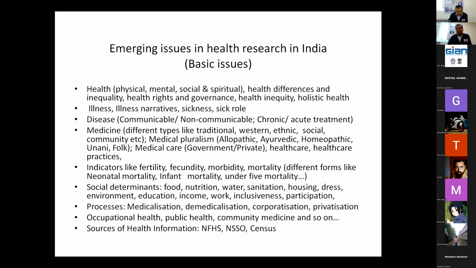Then we have different indicators: fertility, fecundity, morbidity, mortality, then different levels of mortality, infant mortality, neonatal mortality, under-5 mortality. All these come under the basic issues. Then we have the social determinants of health: food, nutrition, water, sanitation, housing, dress, environment, education, income, work, inclusiveness, participation. These are all different social determinants of health, and each of them plays a very important role. Occupation, work, inclusiveness: these are all presenting different types of challenges to the health needs of the people.